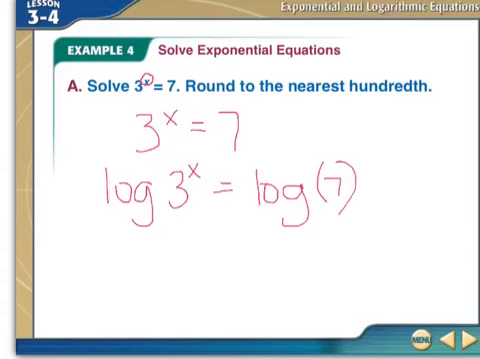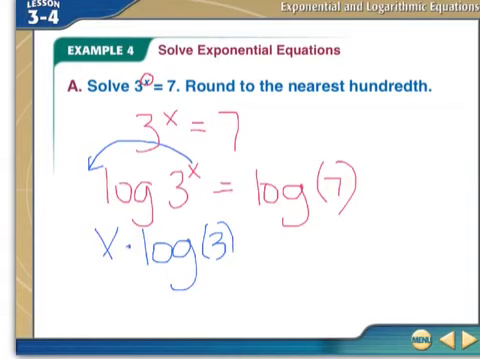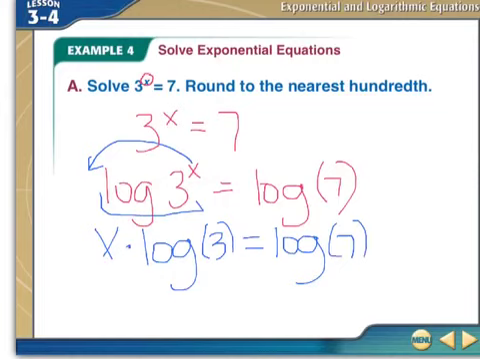Now, what the logarithm does for me is I can apply the power property of logarithms, which states that I can bring that exponent or power down out in front of my logarithm and multiply it. So log of 3 to the x power is the same as x times log of 3 by applying the power property. I still have log of 7 on the right side.